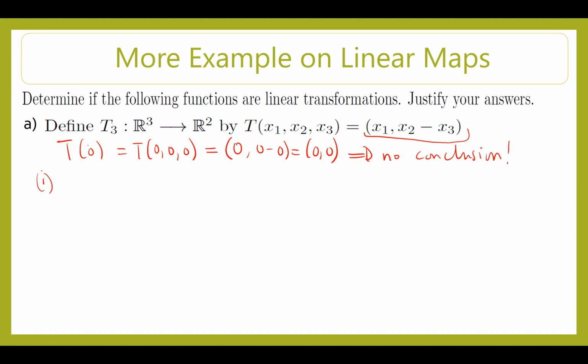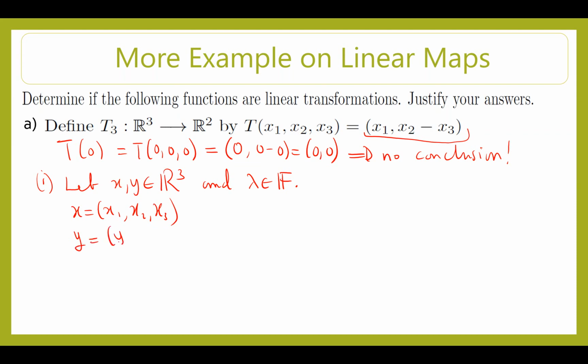So I'm going to use the combined one, and I'm going to let x, y from R3 and a scalar, let's say lambda. So x is from R3 means I can write x as x1, x2, x3, and y equals y1, y2, and y3.